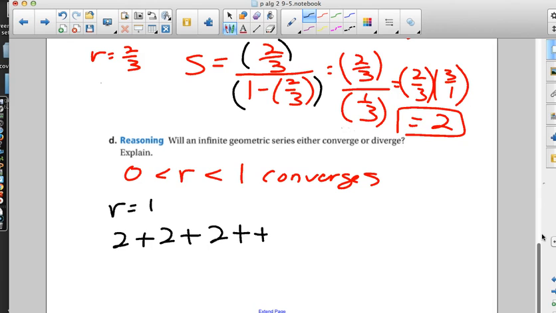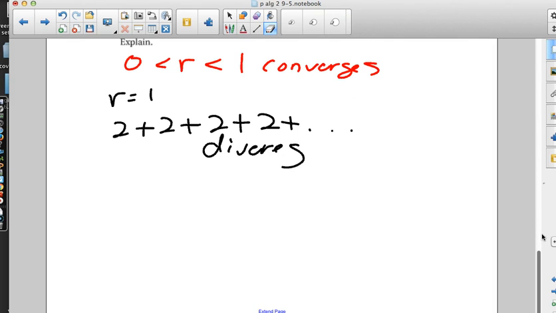How are we ever going to be able to find that? You can always add another 2. It's infinite. So it diverges. We're not going to be able to do it. So this tells us, yep, it either converges or it diverges. If it's a fraction between 0 and 1, it's going to converge. If it's 1 or bigger, then it's going to diverge. Did I spell diverging right there? Divergence. There we go. So, converge, we can find. Diverge, we can't.